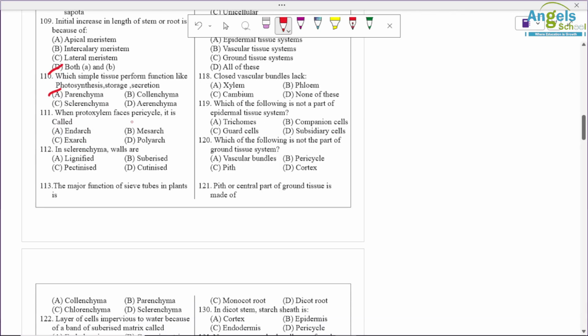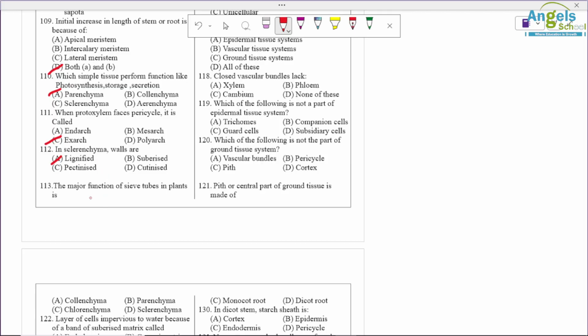When protoxylem faces pericycle, means protoxylem is present outwards or in periphery, it is called an exarch arrangement of xylem. In sclerenchyma, walls are lignified. Lignin deposition is present in wall of sclerenchyma.